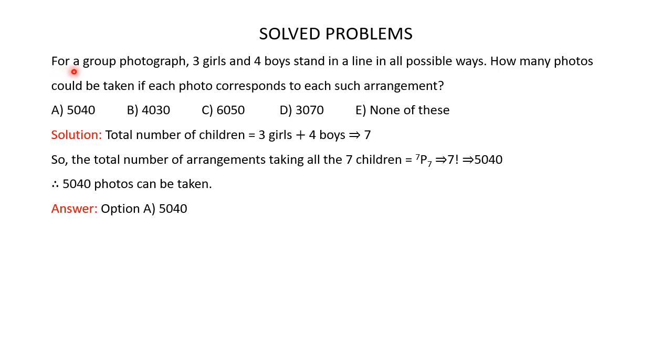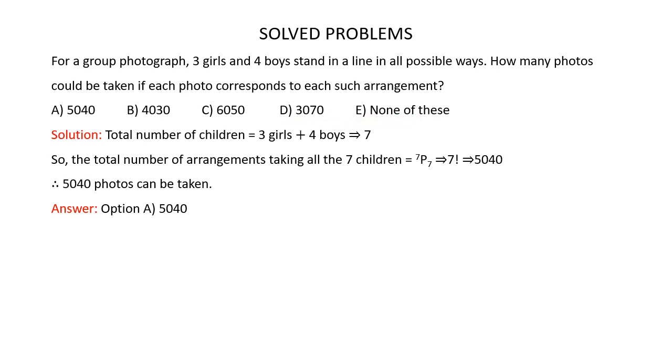For a group photograph, three girls and four boys stand in a line in all possible ways. How many photos could be taken if each photo corresponds to each such arrangement? Here you are given five options and you have to find out which of these options is the correct one.